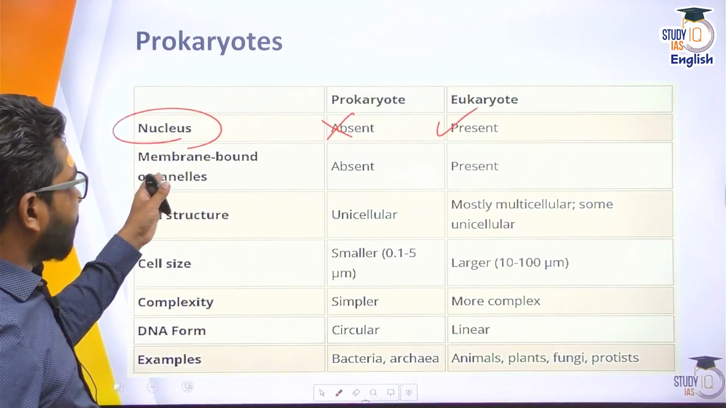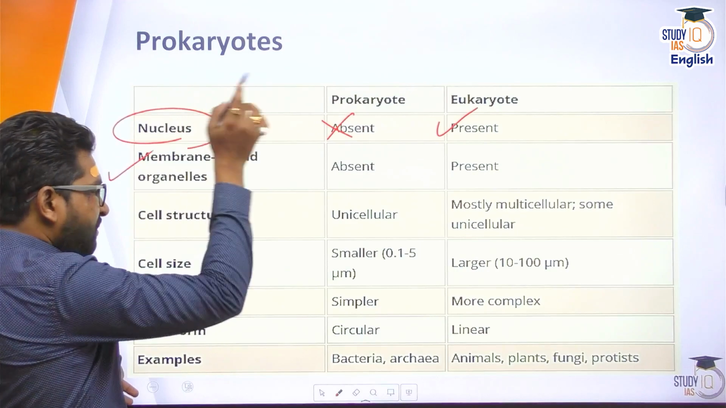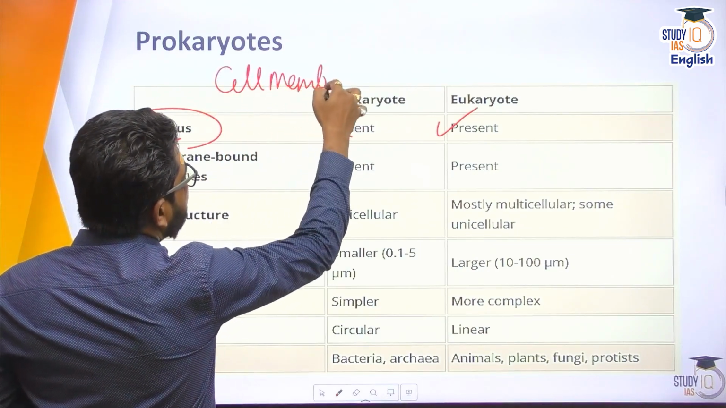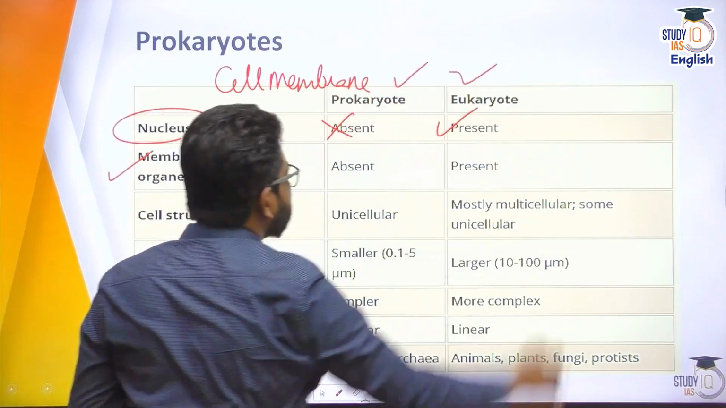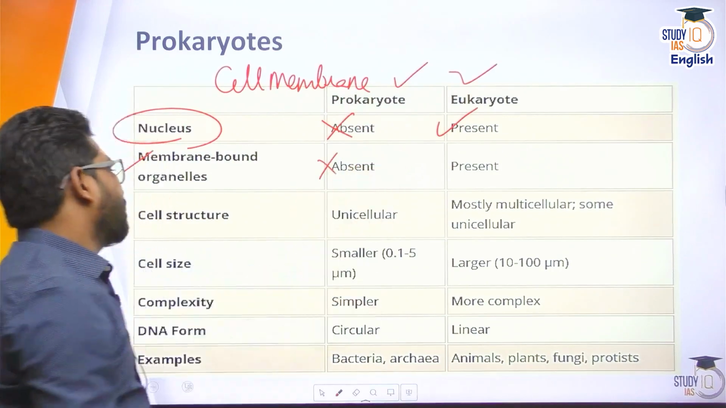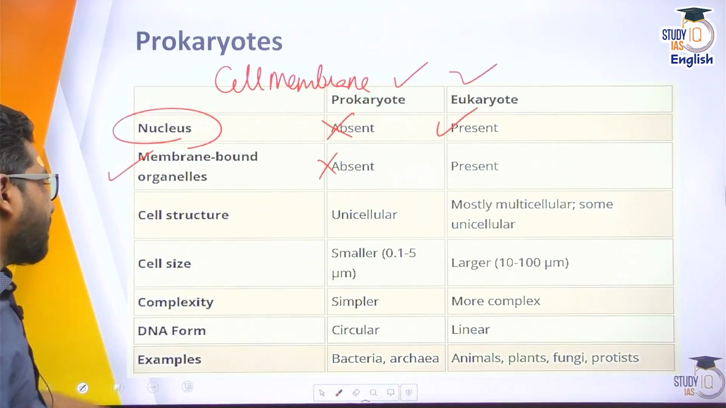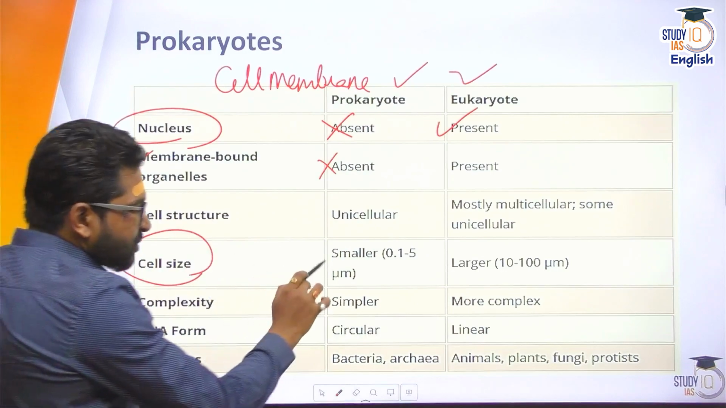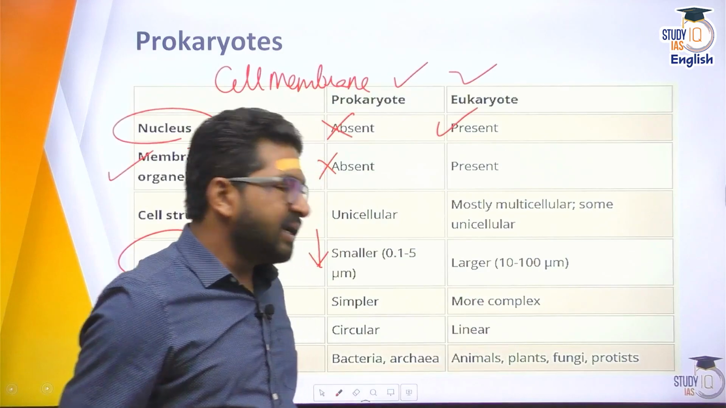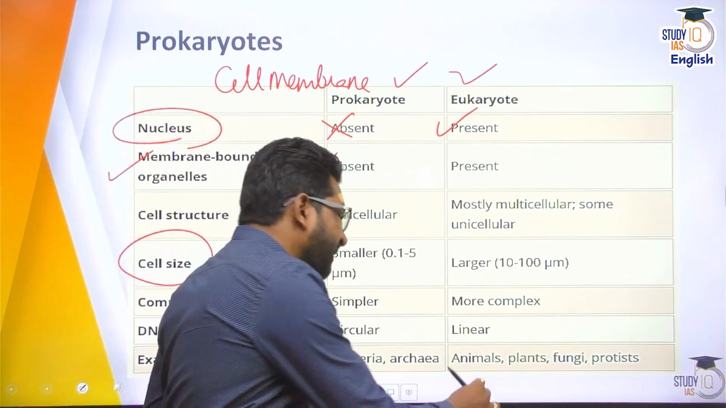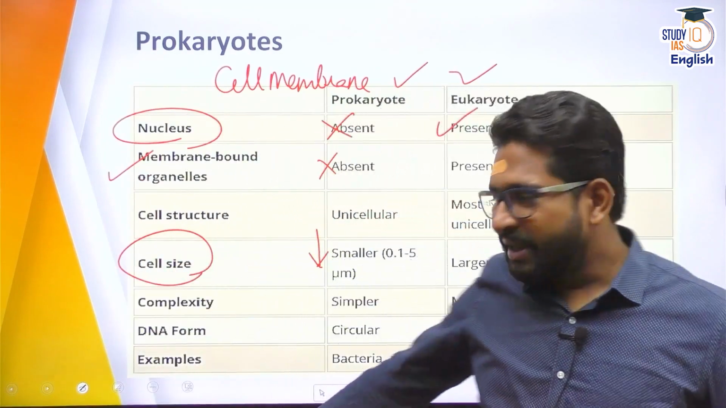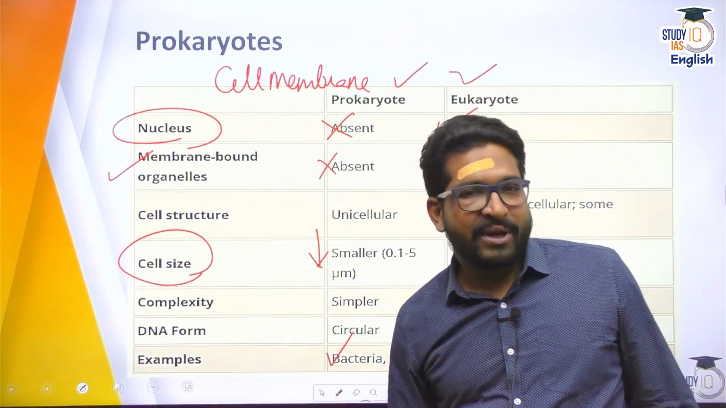Membrane-bound organelles are missing in prokaryotes. The outer membrane is present; of course, the cell membrane is present in both. Please try to remember this. Cell membrane in this also, in this also. But the membrane-bound organelles are missing here. They are absent here. They are present on the other side. The cell structure is mostly unicellular. Apart from that, the cell size is rather small, about 0.1 to 5 micrometers. The eukaryotic cell is a little larger, and eukaryotic cells are found in animals, plants, fungi, protists, and prokaryotic cells are nothing but bacteria. All right.